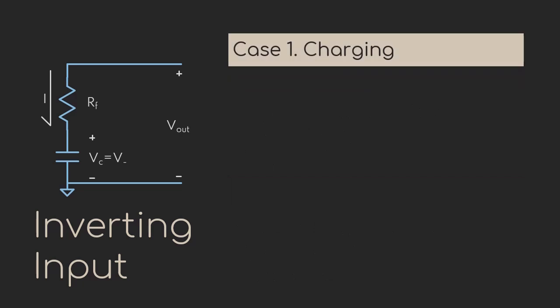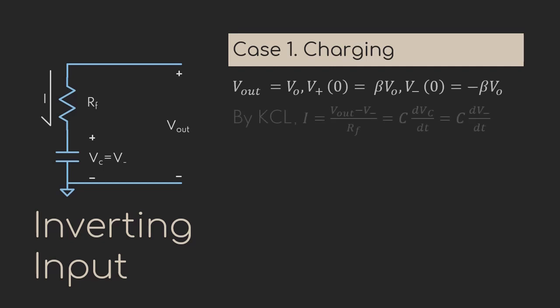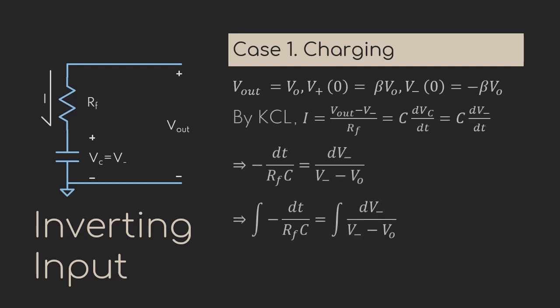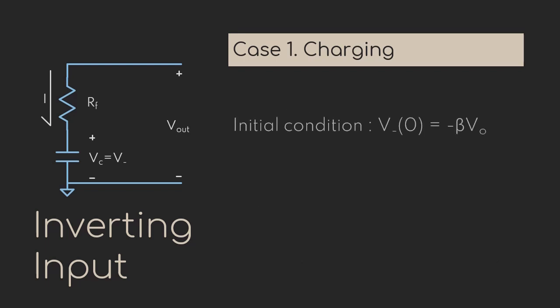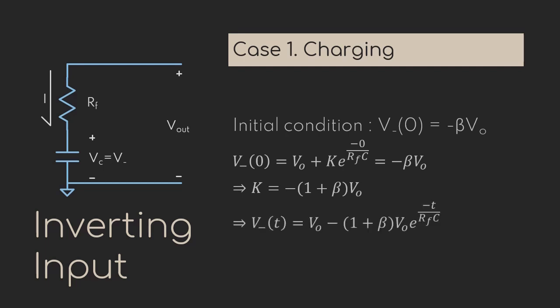Here is the derivation of voltage at the inverting input terminal when the capacitor is charging. These are what we mentioned. By Kirchhoff's current law, I equals (Vout minus V inverting) over RF, which is equal to C times dV over dt. And here Vc is represented by V inverting. So after integration, we'll get V inverting equals VO plus K e to the negative t over RFC. The initial condition is that V inverting is equal to negative beta VO. By implementing this initial condition into the derived equation, we obtain V inverting equals VO minus (1 plus beta) times VO times e to the negative t over RFC.